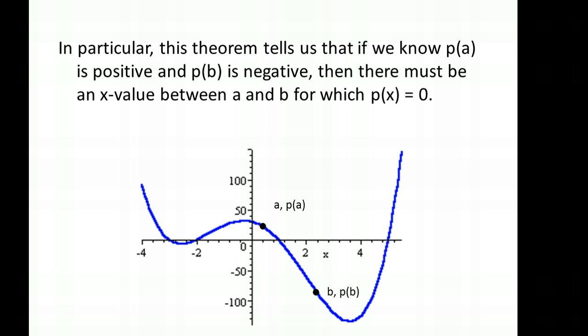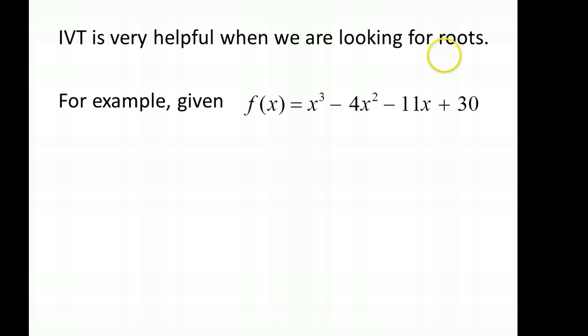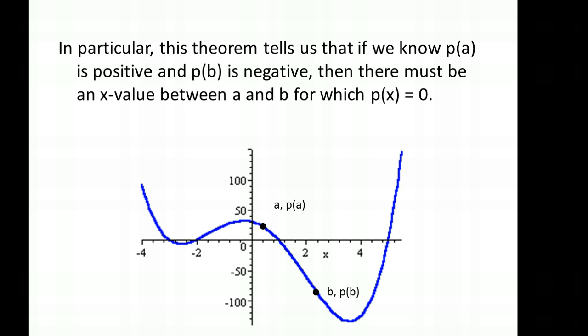Okay, now how are we going to use this? Well, if we find a closed interval, say a and b, and we know that one of our values, such as in this graph, p of a is positive. P of a is, let's go back and get my pen. Sorry about that. P of a is positive, so it's right here. It's a positive value. And p of b is negative. Well, 0 lies between a positive and a negative value. So here's when p of x equals 0.